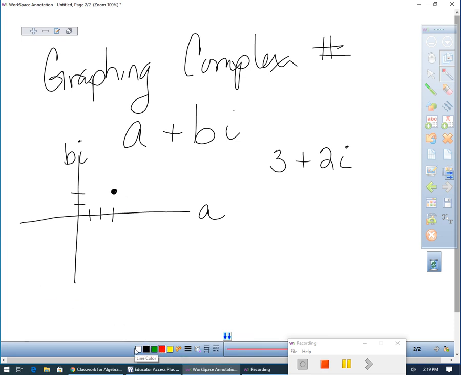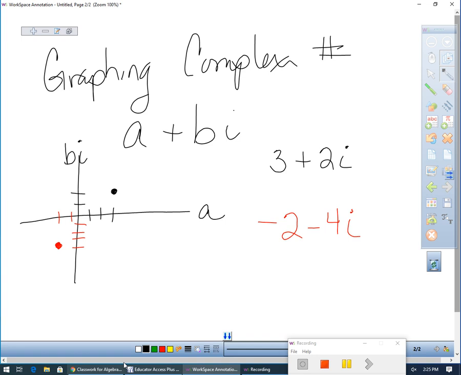That would be it. If I wanted to graph, how about negative 2 minus 4i? I would go on the A axis left 2, and then on the BI axis, I'd go down 4i. Put a dot. You only have 2 of those that are in your homework today. You just got to plot them, and you can put them both on the same graph if you want. I'm fine with that.